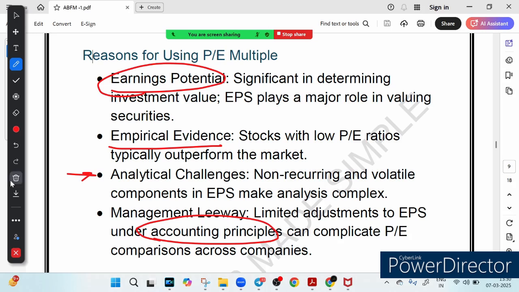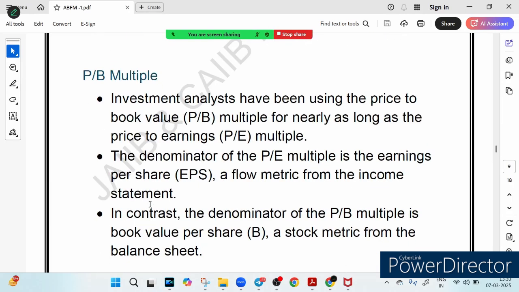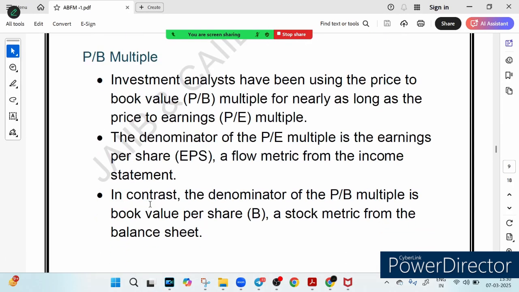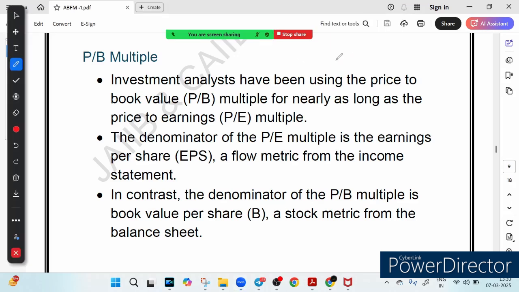Now let's switch our focus to the P/B multiple, right? P/E we have seen. Now let's look at the P/B multiple. The price to book ratio is another important way to measure a company's value. But how does it differ from P/E? P/E focuses on earnings, the name itself says E for earnings, and P/B focuses on the actual assets, or what we call the book value.